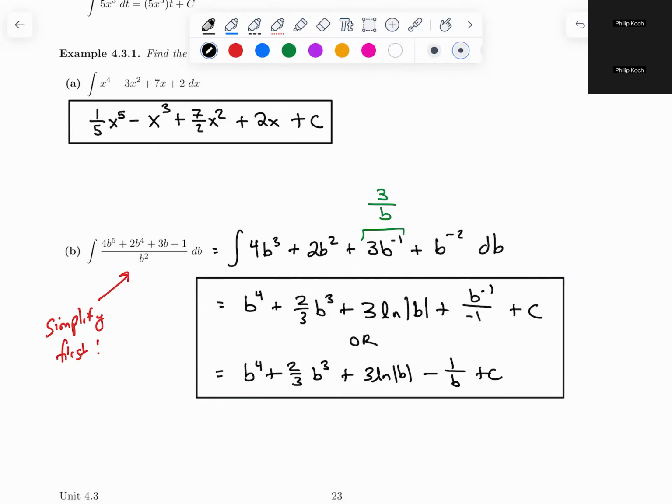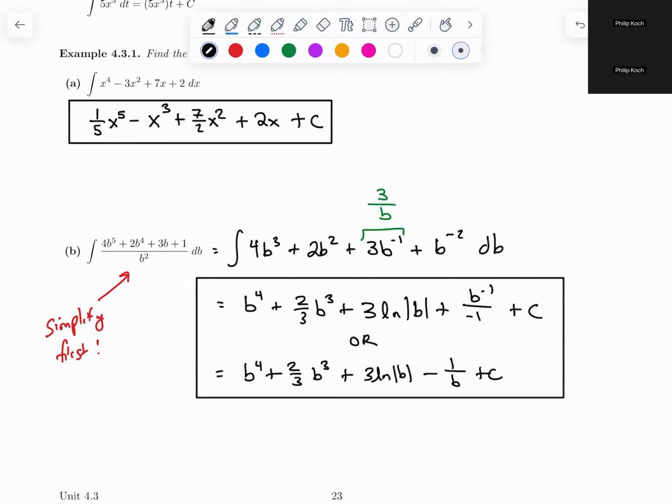Any questions on that? Yes, JT. Sorry, the correct conversion, 3b to the negative 1 power, it's just 3 over b. Yeah, that would be the better way to look at it, to realize immediately that you're dealing with the antiderivative of a natural log. Okay. Any other questions?